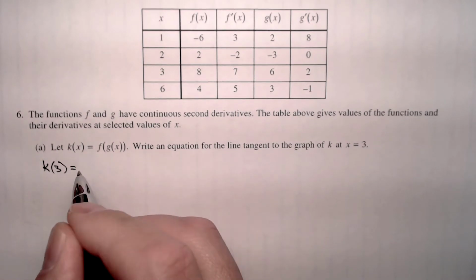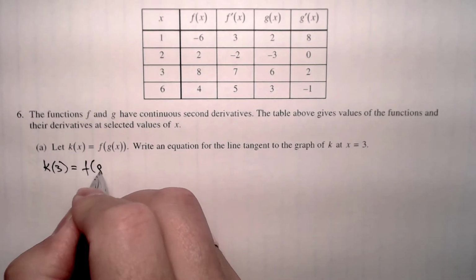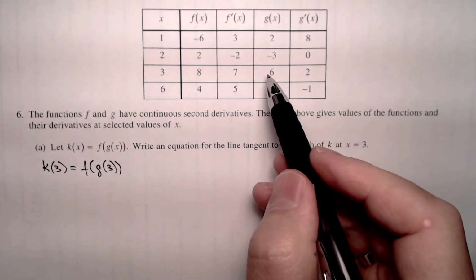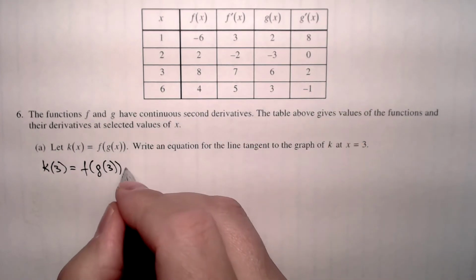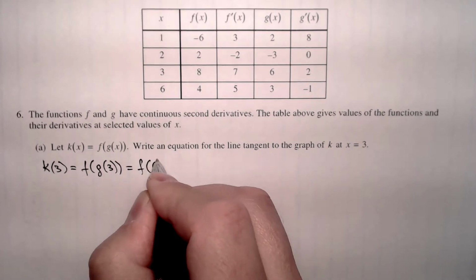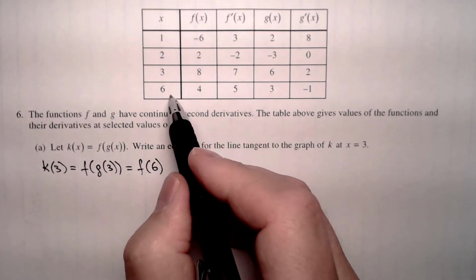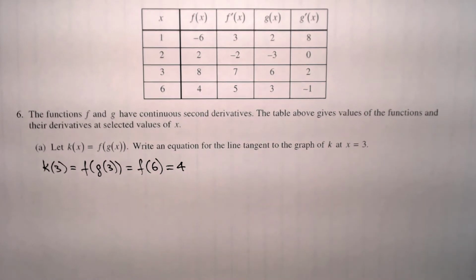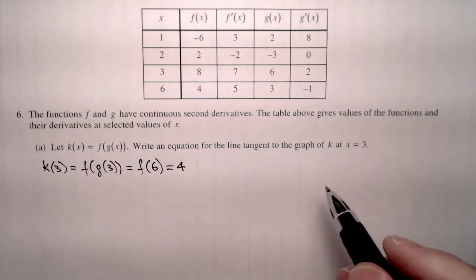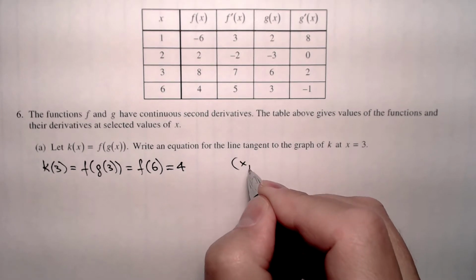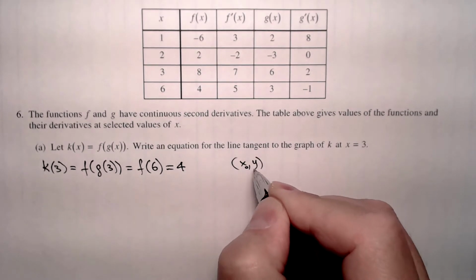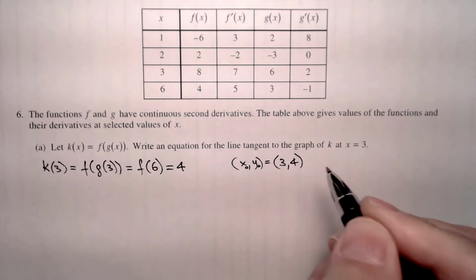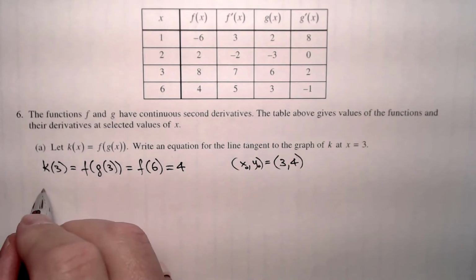This is equal to f of g of 3. G of 3 we get from here, which is 6, which is equal to f of 6. And then f of 6 is 4. So this is 4. So the point through which this tangent line goes, x0, y0, equals 3 and 4. Now let's find the slope of this line.